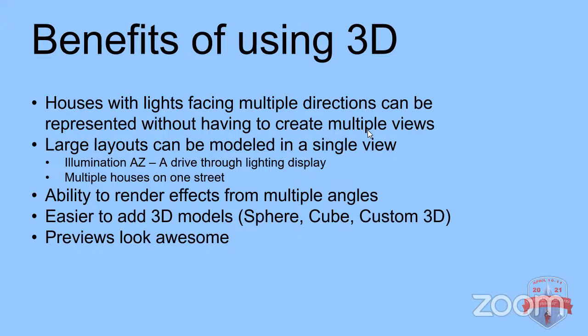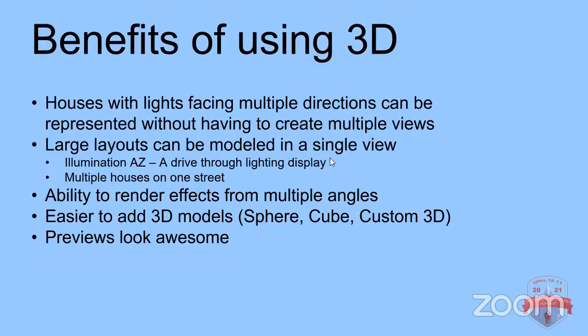So what are the benefits of using 3D? If you have a house that has lights facing multiple directions, in the past we created features where you could have different preview windows that could have different models in them. And I thought it was really clunky. Now you could just model everything in 3D, and you could have different cameras that you could jump around in the layout and be able to see your house from different angles. And then you could actually render from those different angles. And as I'll show later in the presentation, it'll change what you're seeing.